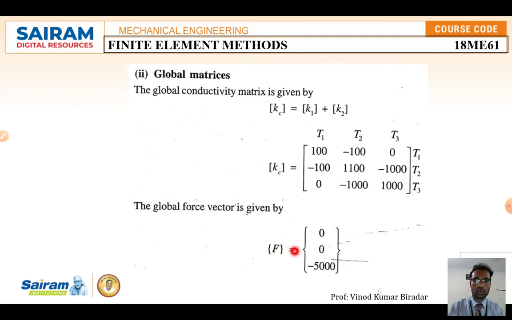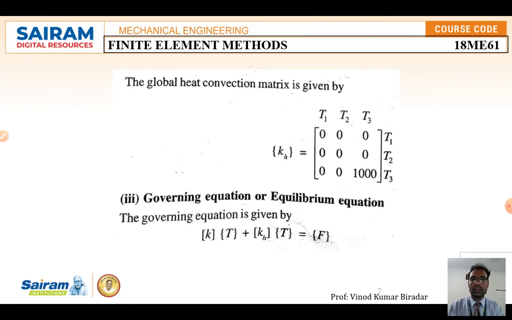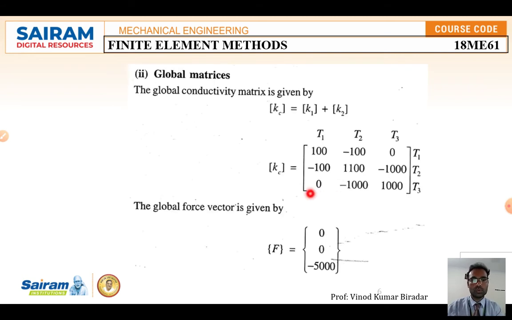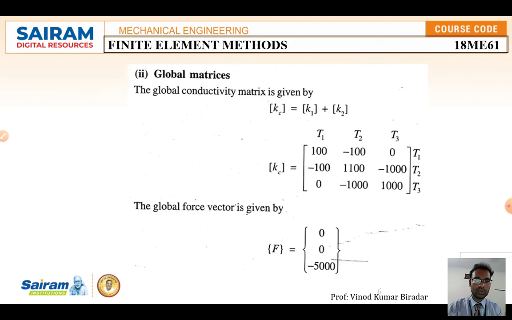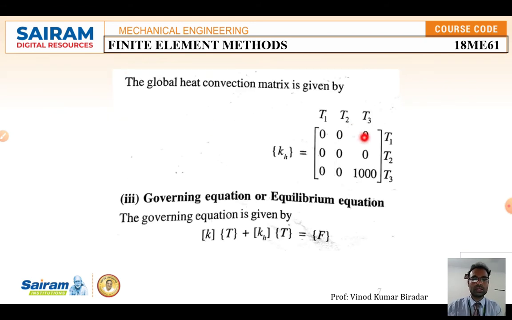Okay, so this is the global force vector. Next, the global heat convection matrix is given by this. This is the global force vector due to convection. If you multiply this, you are going to get a 3 into 3 matrix. T1, T2, T3: T1 is not mentioned, so consider 0 here. Substitute, and if you add those, you are going to get this value. The global heat convection matrix is given by this.